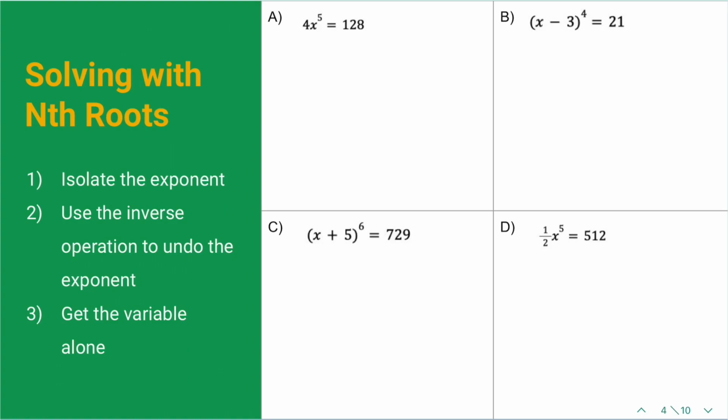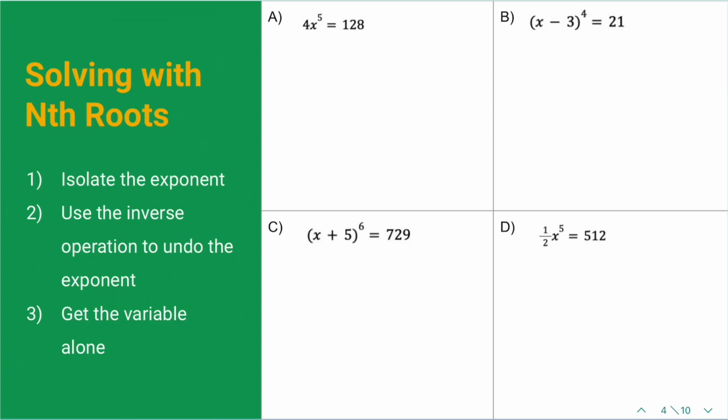Remember too, when you are inserting an even root into a problem yourself, so you are physically writing in square root of both sides, or fourth root of both sides, or sixth root of both sides, you do need to account for the fact that there can be a positive or a negative version of that answer. And when we see that throughout this, I will mention that as well.